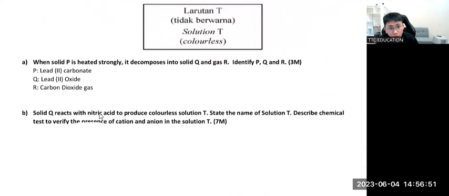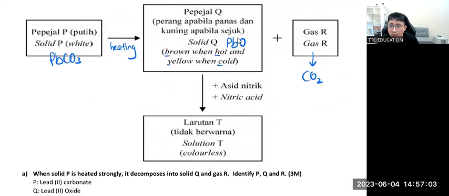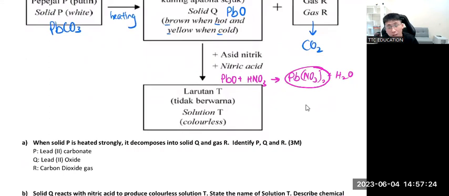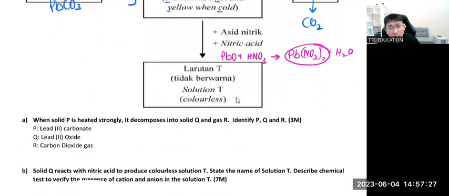Okay, moving on. Solid Q reacts with nitric acid to produce colorless solution T. Name the solution T and describe the test to verify the presence of the cation and the anion in solution T. Since we know this is already PbO, let's bring the equation up. The equation will be PbO plus nitric acid HNO3. Guys, what do you think you're going to form? Exchange partners. You form Pb(NO3)2 with H2O. So this is the product you're going to get. We call this lead(II) nitrate, which is the colorless solution T. So the name of T is lead(II) nitrate.